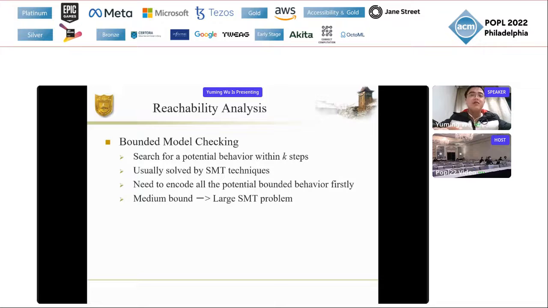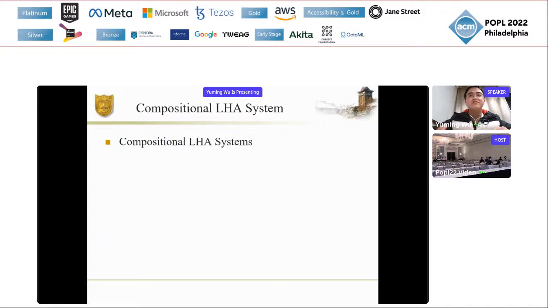Typical BMC methods for the reachability analysis of LHA encode the model behavior in the given bound into a set of SMT formulas, and then find out the weakness through SMT solving. However, the size of the corresponding SMT problems increases rapidly as the model scales and the bound grows. A middle bound will lead to a large SMT problem. So we need a method to control the complexity.